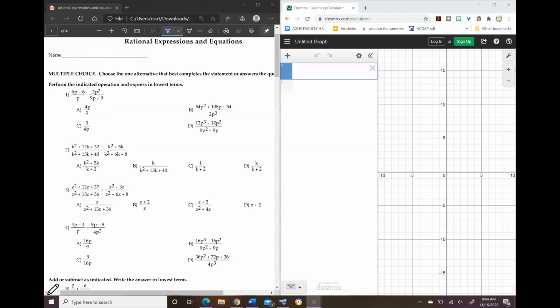All right, guys, so if you've been struggling with this unit, doing it by hand, I'm going to show you how you can do these rational expressions and equations using Desmos when you have multiple choice. And your EOC will be multiple choice, okay? So this is actually your only option for an EOC test, okay?